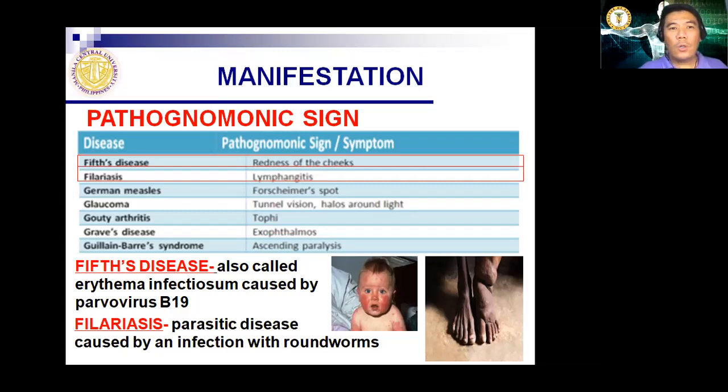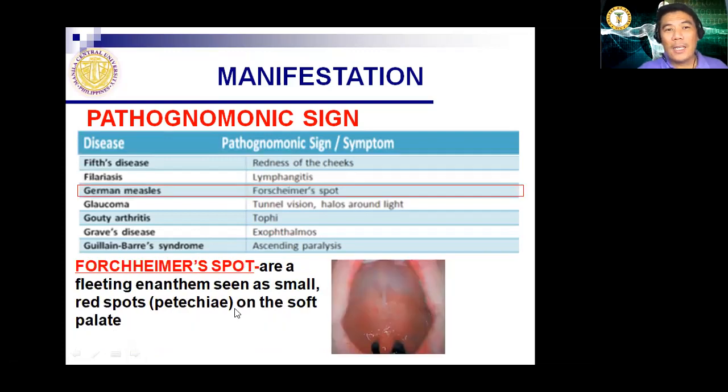Okay? So, how about gouty arthritis? I'm sorry. Okay, just wanted to emphasize. This is what we call Forschmer's spot. Okay? For German measles, the rashes are not only outside the body. The Forschmer's spots are enanthem. Kaya if we say enanthem, these are red spots. Okay? The rashes that are petechiae on the soft palate. Ayan. So, it appears in the palate. That's why for German measles, these are the most common. You will check the palate and if it has the petechiae or the rashes, that is Forschmer's spots.